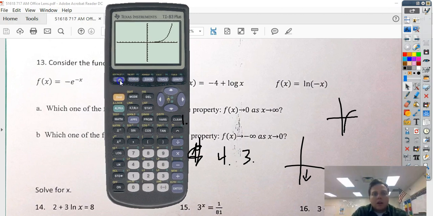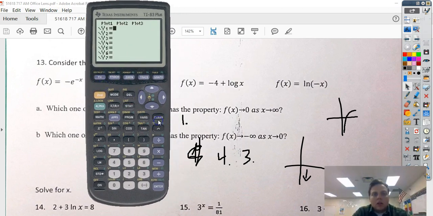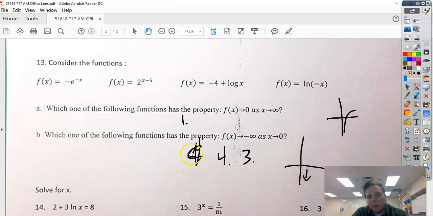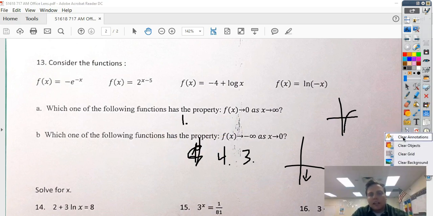Now let's look at number 1. Alright, which is negative e raised to the negative x. Hit graph. Alright, again, as x approaches 0, which is all right here, what is y doing? Well, as x gets to 0, that happens right here, and y is like negative 1 or something. That's not approaching negative infinity, so that one's not the answer either. So 4 and 3 both fit the bill for part B. Alright, I know it's a little confusing. You might want to watch that part again and just kind of think through it.